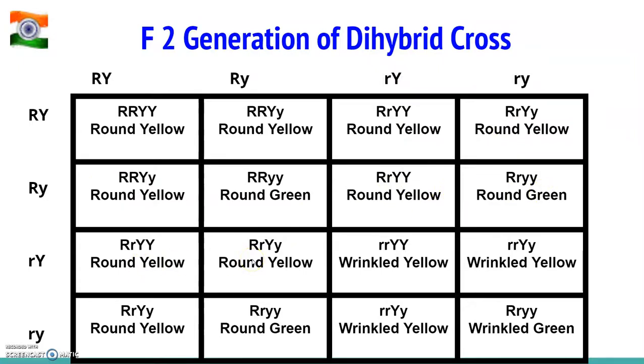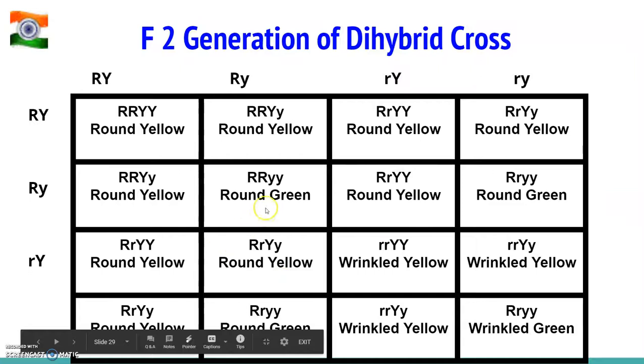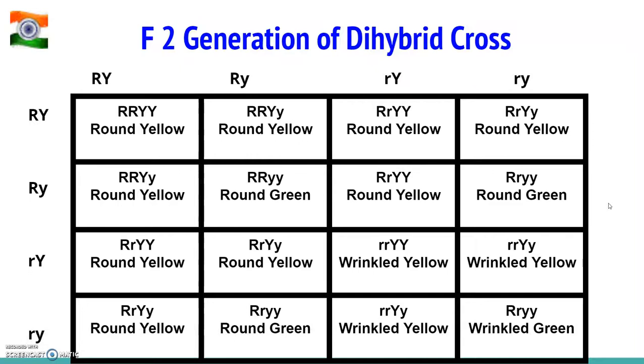So 9 round yellow were produced, and round green were 3, wrinkled yellow were 3, and only one wrinkled green was produced. So the ratio produced here is 9:3:3:1. Now in a dihybrid cross, the phenotypes round yellow, wrinkled yellow, round green, wrinkled green appeared in the ratio of 9:3:3:1.